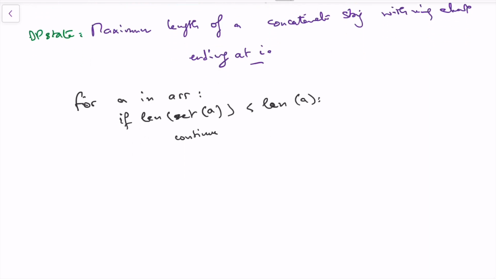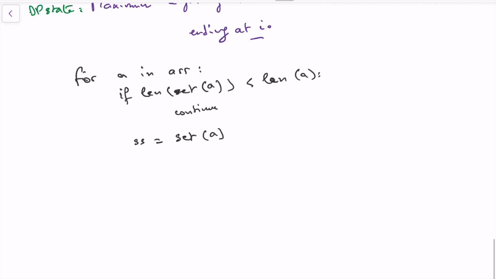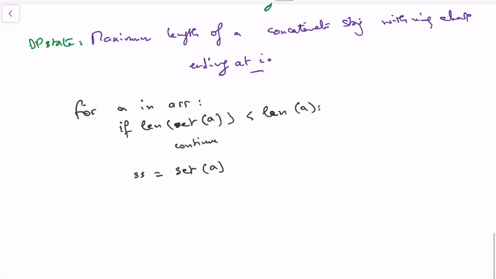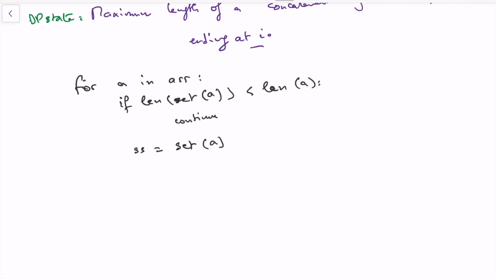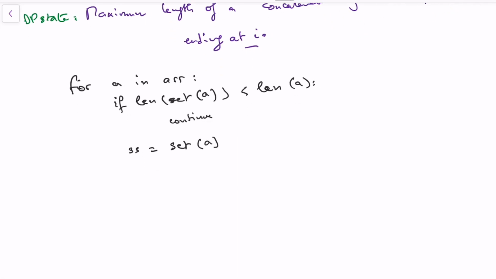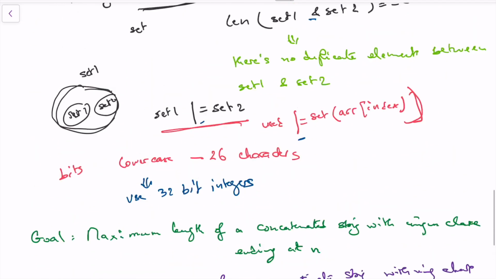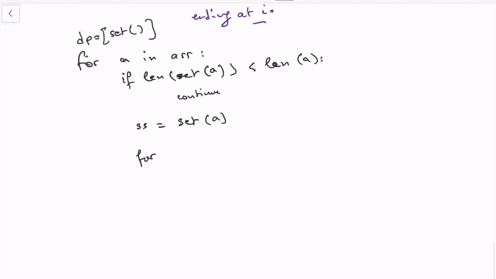Otherwise, let's say the string set, the same way we did in the solution before, is just the set of A. And the way we are going to use this is that we are going to look at all the strings that we used so far, right? All the possible valid concatenations that we used so far, which we will store in our DP array. So we initialize our DP array with first we have used nothing. This is almost the same as the recursive solution, right? We start out with an empty set. And then we will go through all the previous ones that we used.